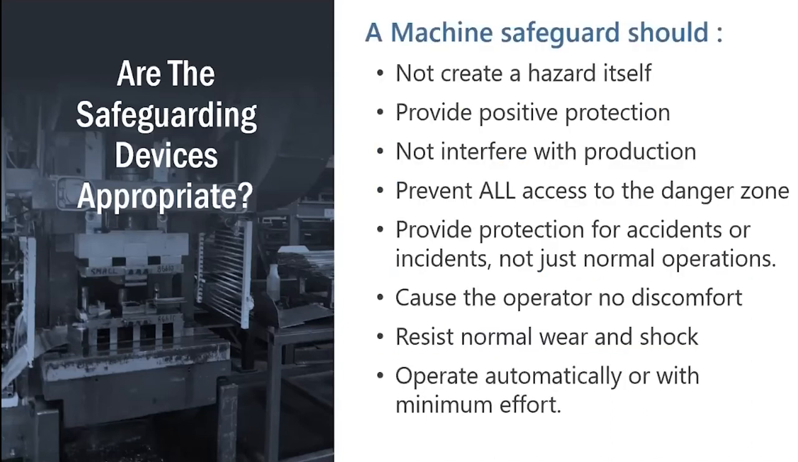A machine guard, as installed, should not create an additional hazard. There has to be an affirmative protection from the hazard that's there. It shouldn't interfere with the process the operator is trying to do, and it should prevent all access to that danger zone. Guarding should provide protection for accidental things that happen, not just normal operations.